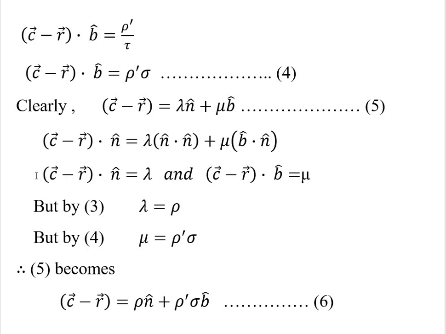So this clearly shows that (C vector minus R vector) dot n cap equal to lambda if we take the dot product with n, and if we take the dot product with B from this equation 5, we get (C vector minus R vector) dot B vector equal to mu. Now we compare this with equations 3 and 4, and we get lambda equal to rho and mu equal to rho dash sigma. So therefore we will write this equation 5 as C vector minus R vector equal to rho into n cap plus rho dash into sigma b.